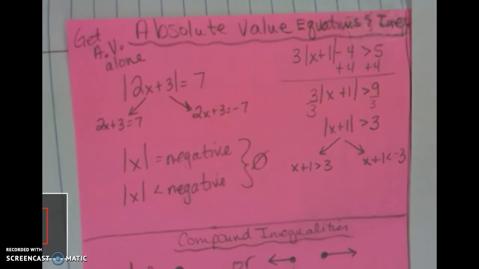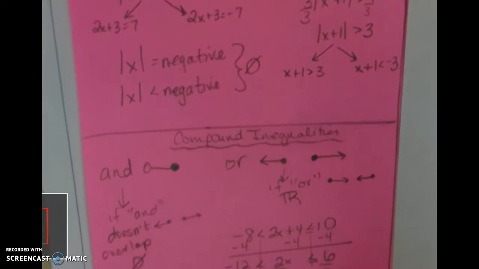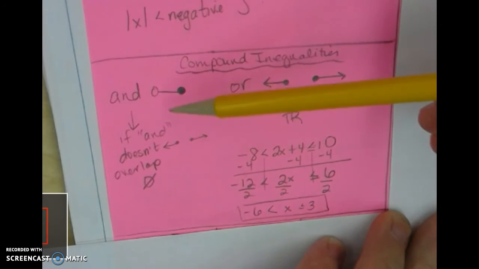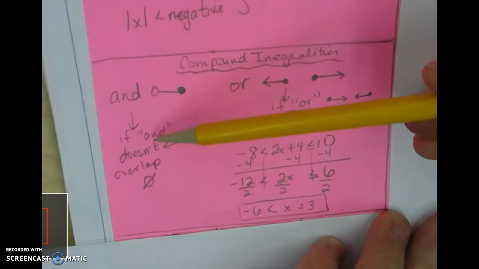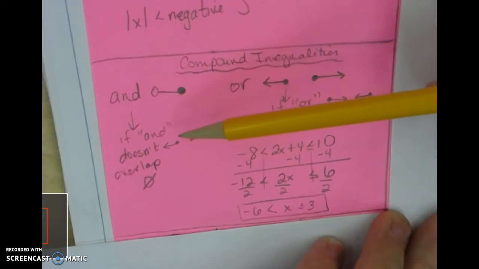Okay? This was in the beginning unit section, chapter, or unit A, so you can go back and look at those. The next type we have is compound inequality. Remember, if you have an and, it comes together, and it's a dumbbell.